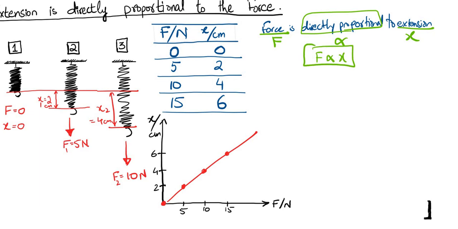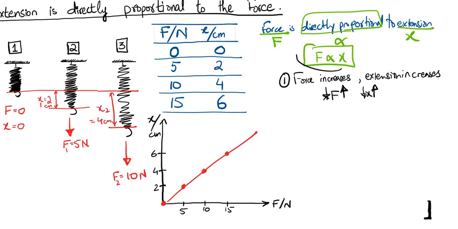Now this means 3 things. डायरेक्टली प्रोपोर्शनल के 3 मतलब होते हैं, 2 जो हमने देख लिए. First is when force increases, extension increases. So when force F will increase, extension X will increase, and obviously when force F will decrease, extension X will decrease. So this is one meaning of the behavior of directly proportional.